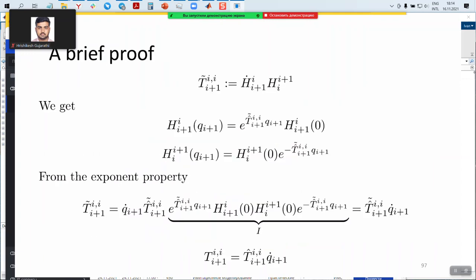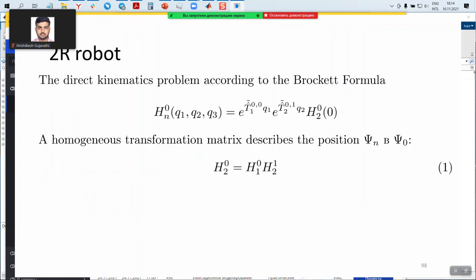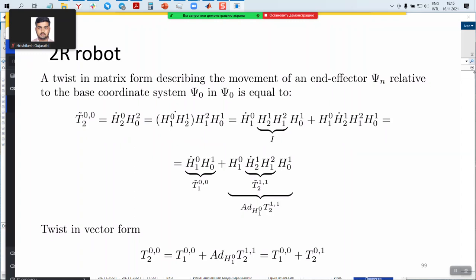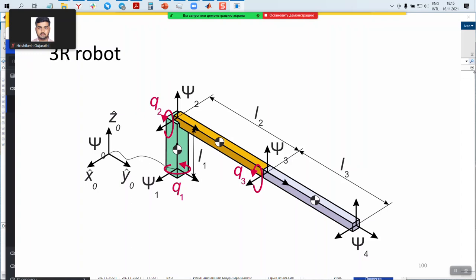And here you have a brief proof, and if you consider an example here, you can see the direct kinematics for the 2R robot that we had previously in the second practice task. And if we do all this deriving, it's pretty obvious, but it just takes time to derive. You can do this on your own. You can come up with the twist. So here we can see the twist. All right, now let us consider once again the example that you've been provided.